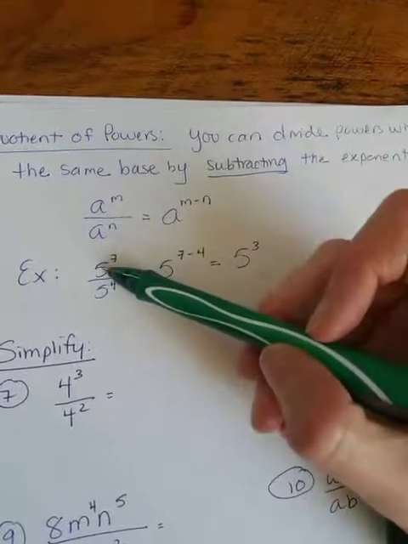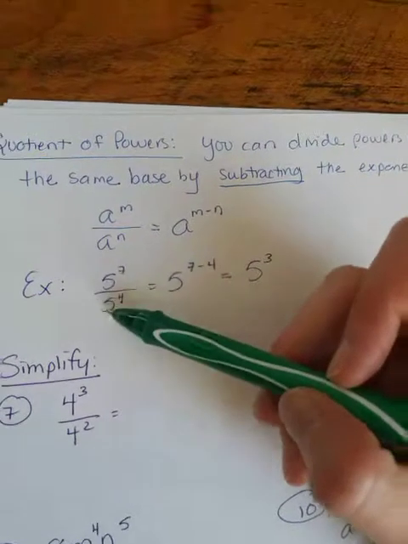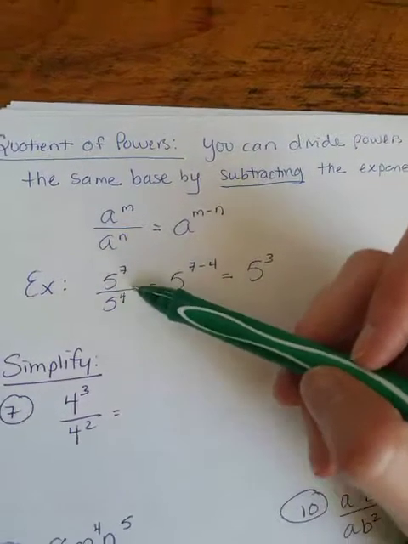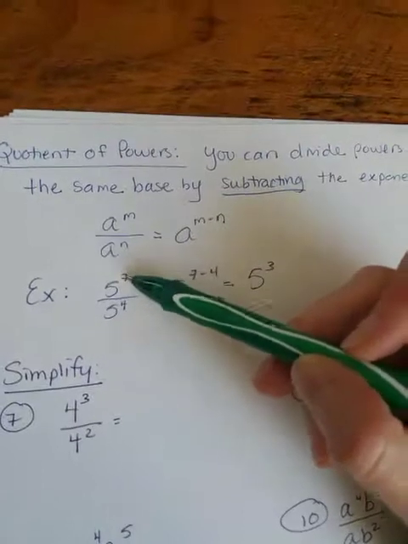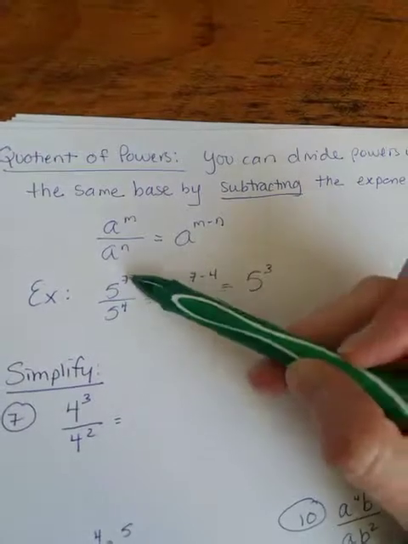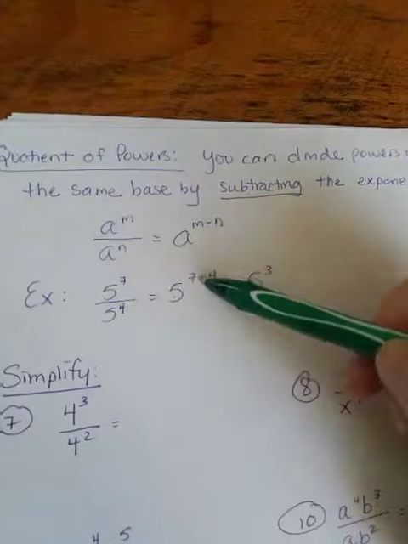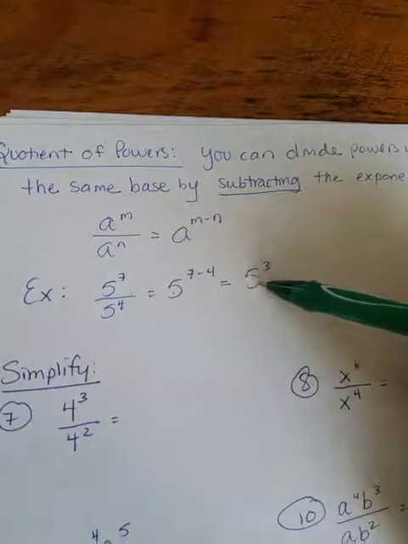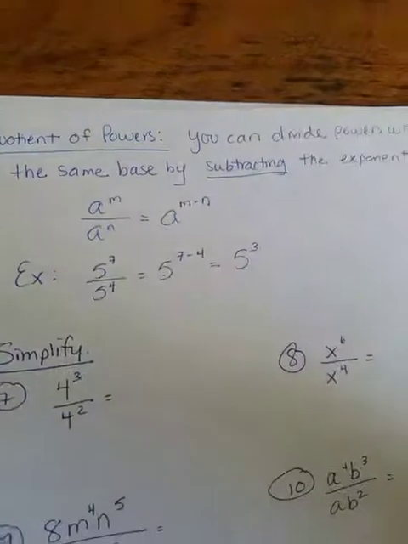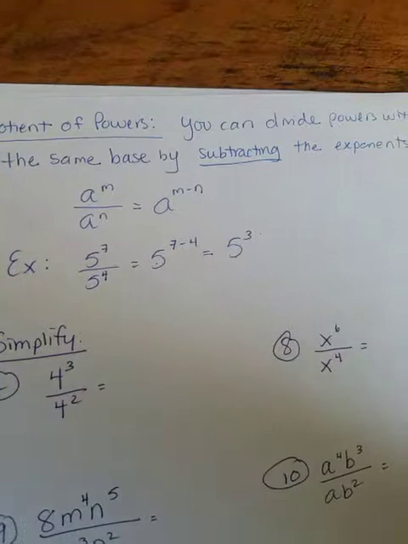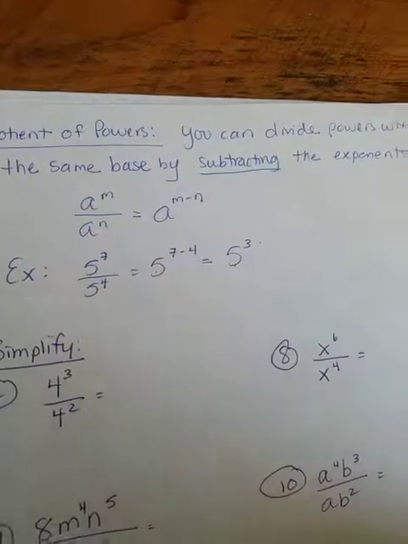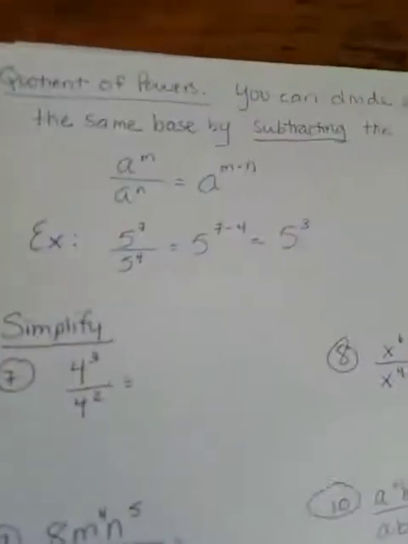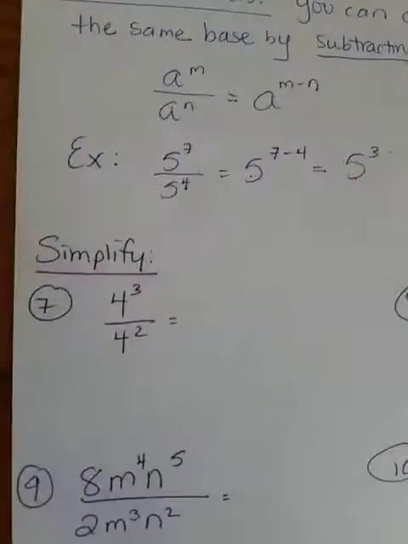An example with numbers, if you had 5 to the 7th divided by 5 to the 4th. Because you're dividing, we keep the base, and again the division tells us to subtract the exponent. So you do the one on top, 7 minus 4. 7 minus 4 is 3. My answer is 5 to the third. Some people usually ask, can you get negative exponents? The answer is yes. That's a topic we're going to cover later this week. So for right now, you should be getting all positive exponents.